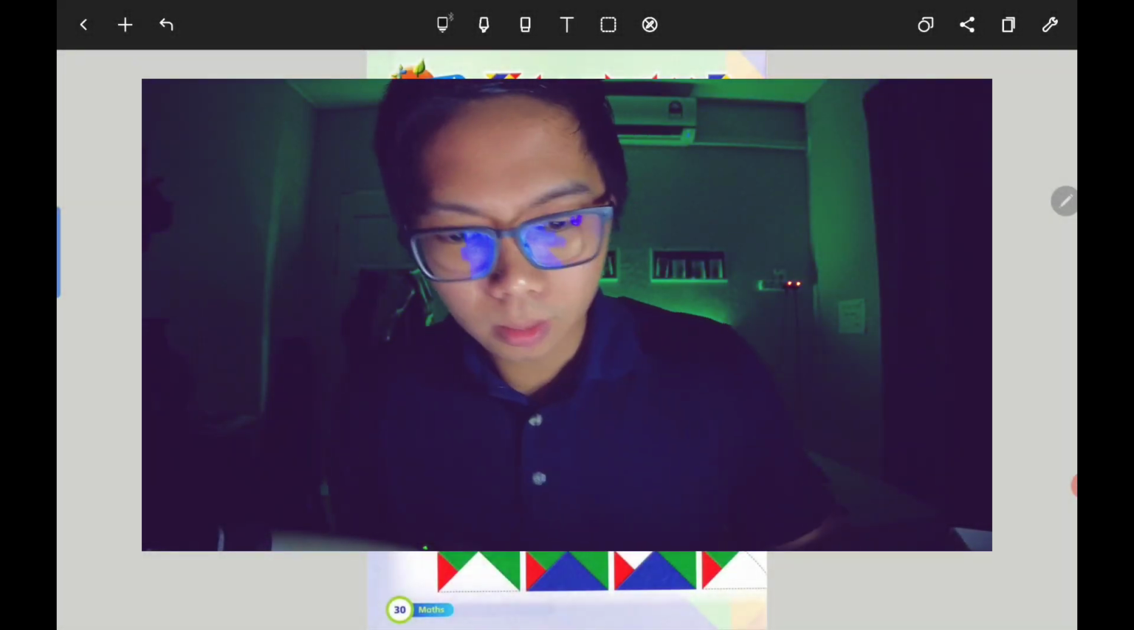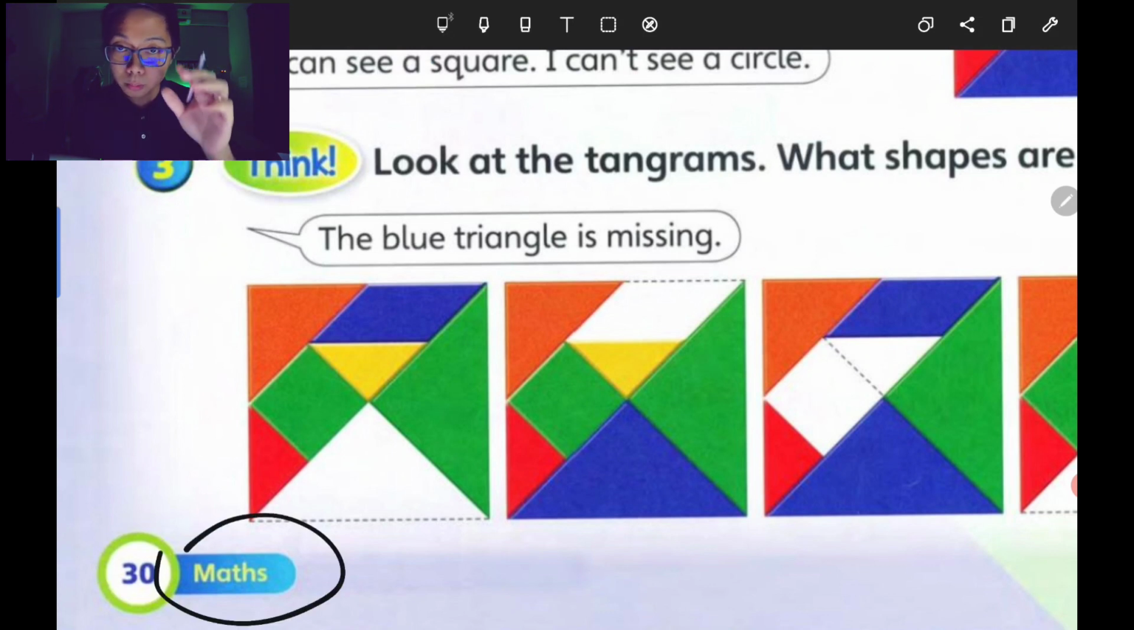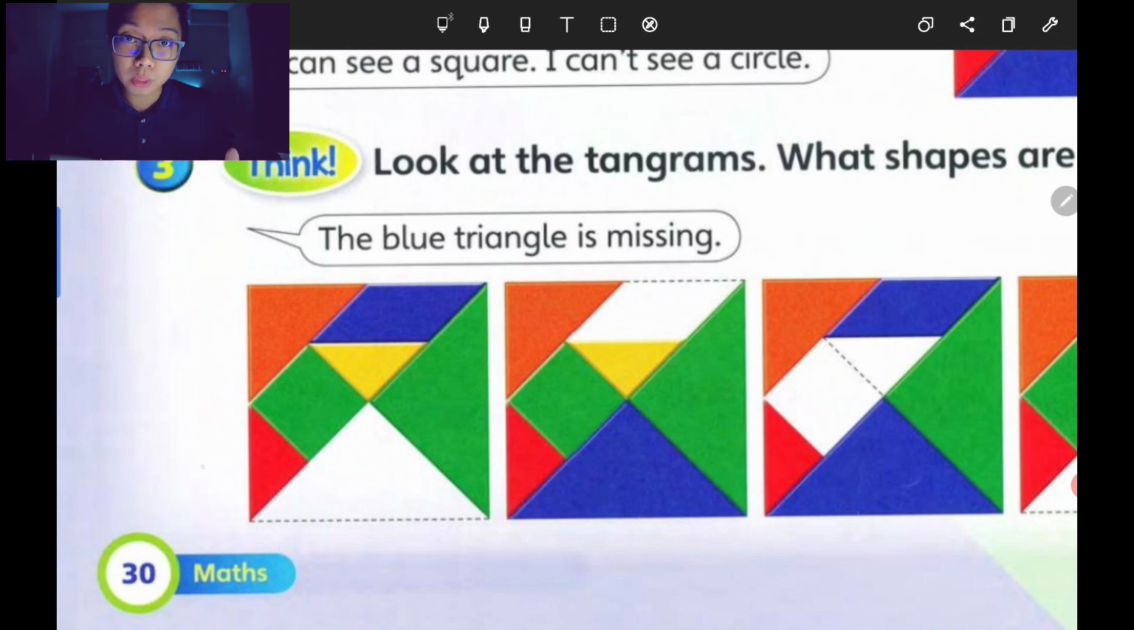So today our lesson will be on page 30. Okay, page 30. We will touch a little bit about math. Okay, mathematics. We have a specific subject for mathematics, but in our Supermind book we will touch a little bit. Okay, kita akan sentuh sedikit mengenai subject mathematics on page 30.